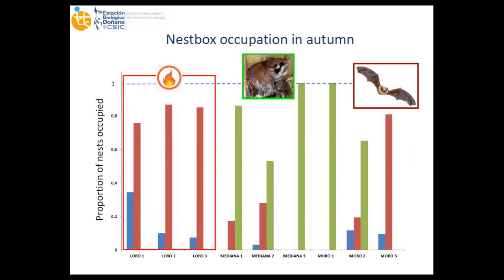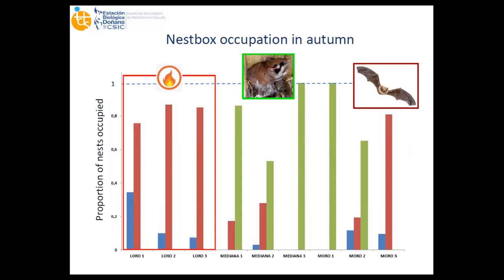And the dormouse, both for nesting birds and for bats, also has a predatory role. So one of the reasons why the bats are so abundant there could be not only food, but also predation. And it's something that we want to explore in the near future.